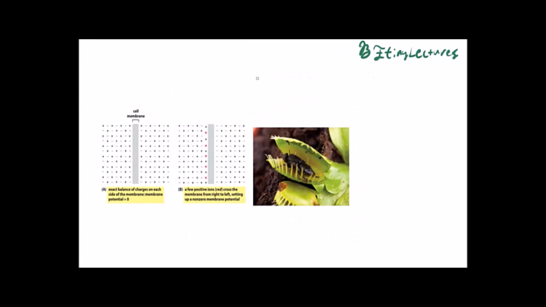And now we begin the portion of the lecture that focuses on membrane potentials. So membrane potentials are governed by the permeability of specific ions. So a membrane potential.